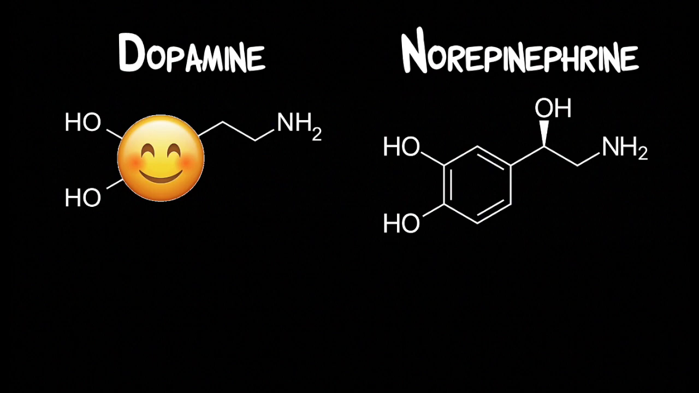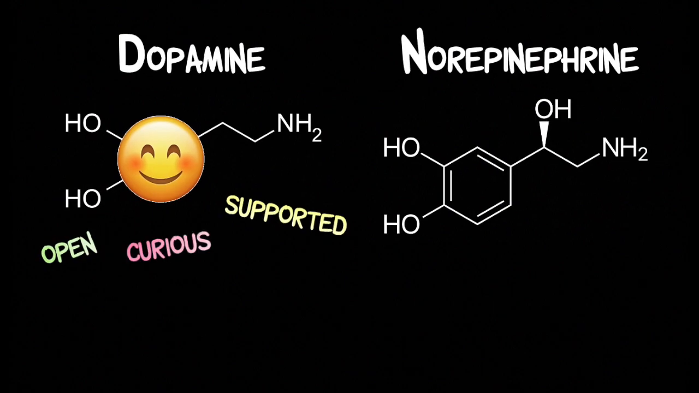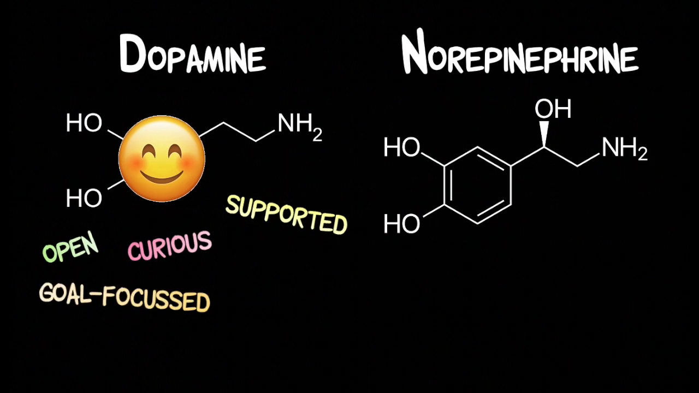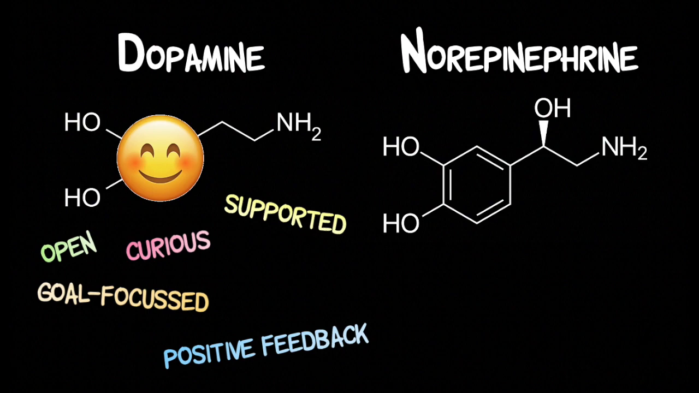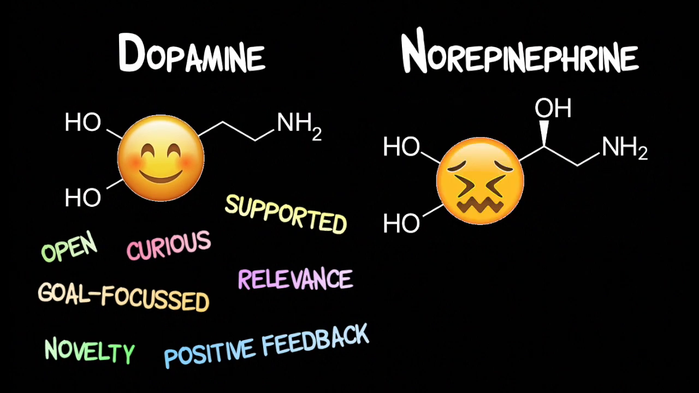Dopamine, or the happy hormone, is released when a student feels open, supported, curious, and goal-focused, and we can aid in this by providing students with positive feedback, focusing on the relevance of what we are teaching, and providing novel learning experiences. Norepinephrine is a stress hormone as well as a neurotransmitter. This neurochemical is associated with alertness and focus.